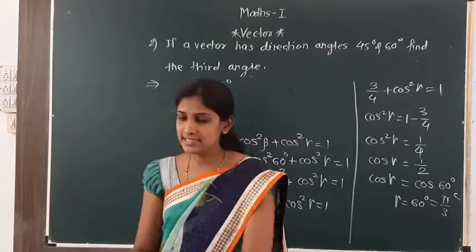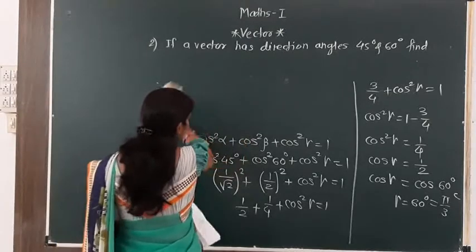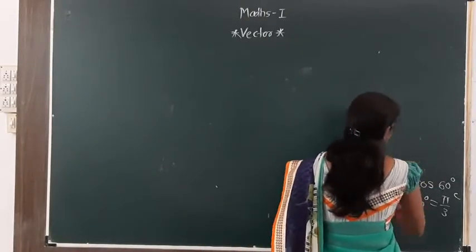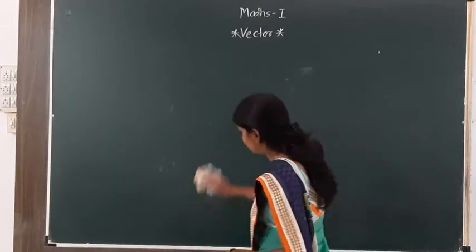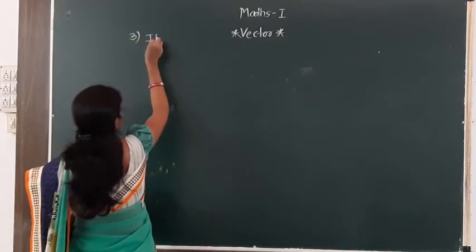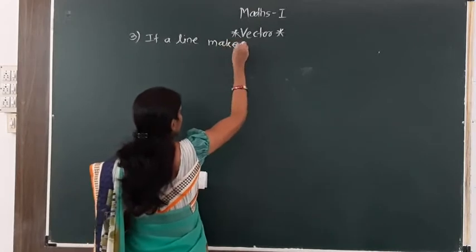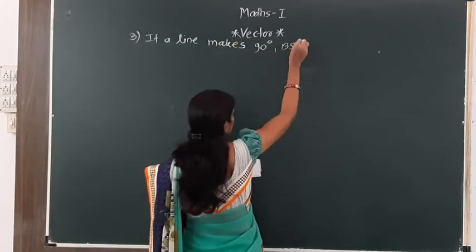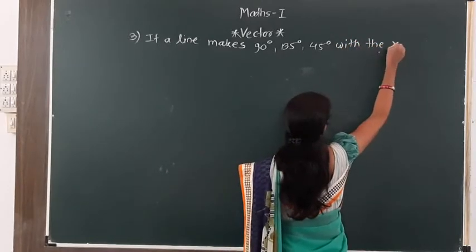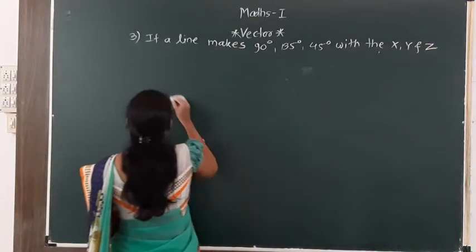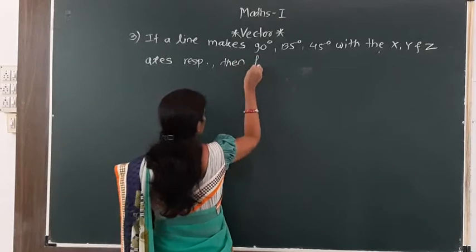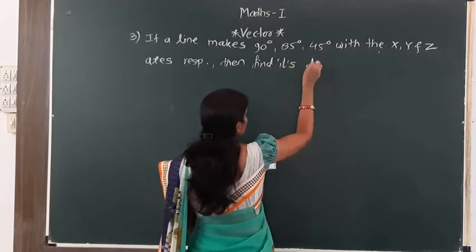Now the next example. Third example: if a line makes 90 degree, 135 degree, 45 degree with the x, y and z axis respectively, then find its direction cosines.